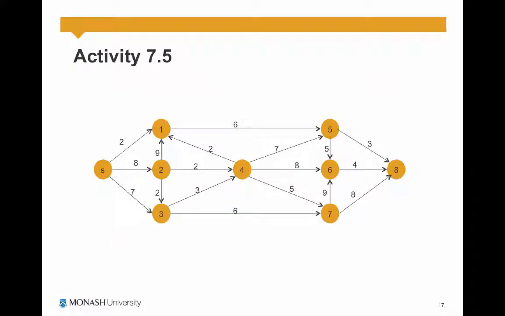To better understand how the Dijkstra algorithm works, let's have a look at activity 7.5. So this is a network. We want to go from node S, which is our origin, to node 8, which is our destination node. The distance between each pair of nodes from S to 1, S to 2, and S to 3 are given on the link. So there's distance 2, 8, 7, 6, 2, 7, 2, 8.